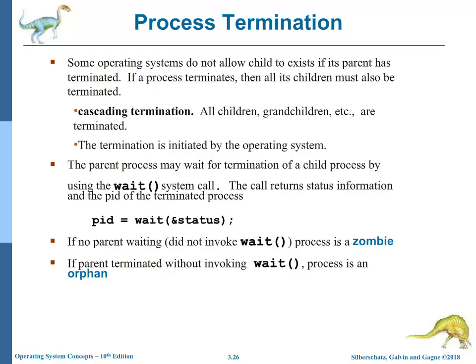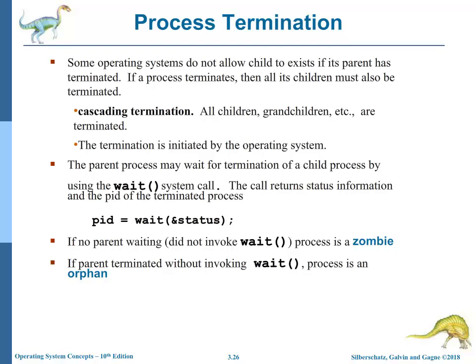This phenomenon, referred to as cascading termination, is normally initiated by the operating system. The parent process may wait for termination of a child process by using the wait system call. The call returns status information and the PID of the terminated child process. So pid = wait(&status), where the parameter is the address of a status variable.